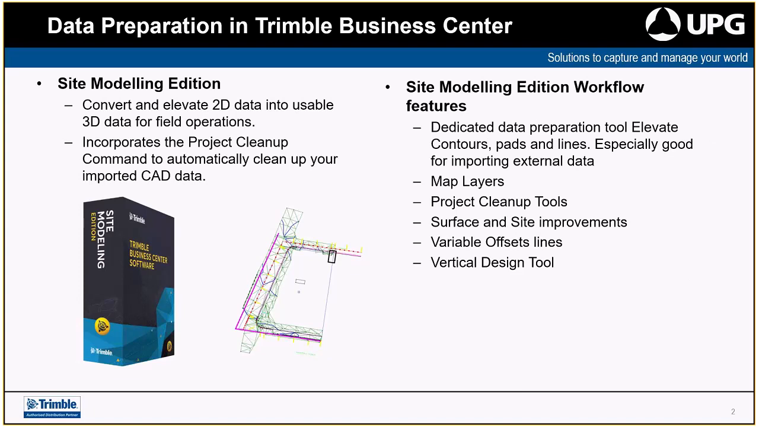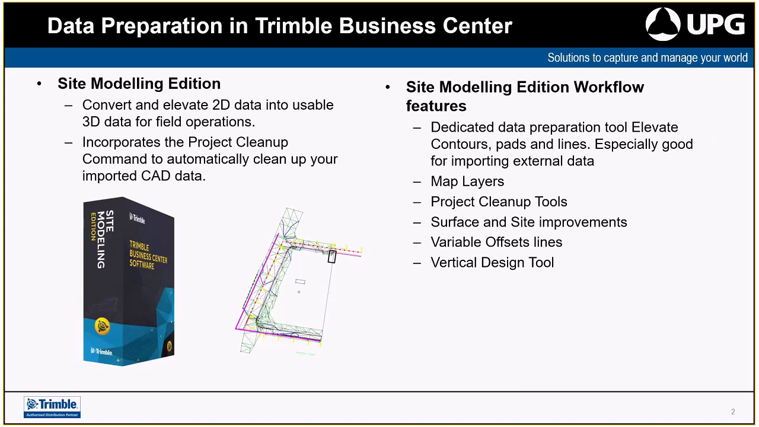The site modeling edition itself and the actual workflow is dedicated to preparation of the elevation of contours, pads and lines, and it's especially good for importing that external data, being able to use data that is conventionally 2D, that some draftsman's gone and prepared, and you've got lines going all over the shop. Some are at zero and some are on datum. So you're able to use this function to elevate that information and make it a true representation of what was intended by the designer, or from the other information you've been provided on hard copy plans.